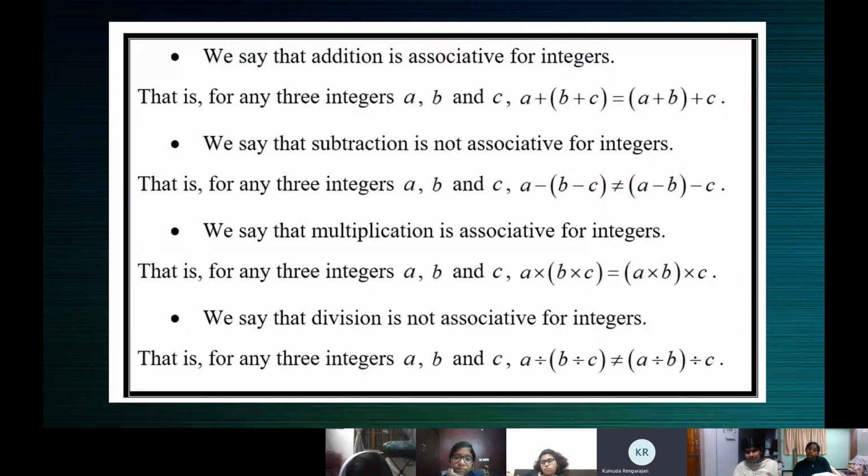So you can see here, when you take three integers and group them like this, the same answer. Subtraction, no. Multiplication, yes. Division, no.